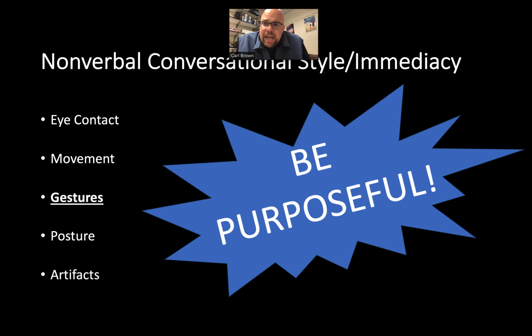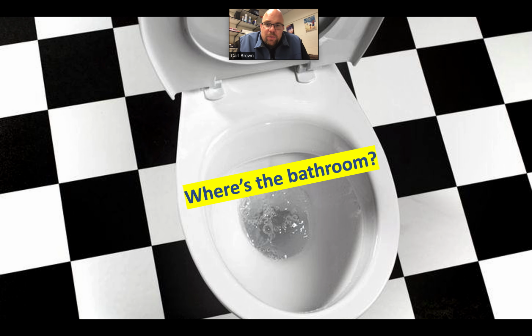A game I like to play sometimes is where's the bathroom? So it's basically describing how to get to the nearest restroom without using your hands. And you'll find, I think, that's really tough to do because most people like to just say, yeah, you just go out this door, go around the corner, and it's going to be over on your left. That's it.